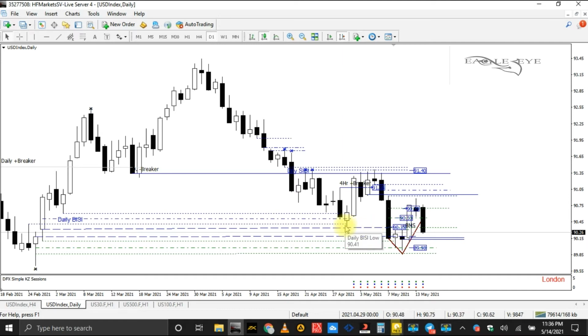Even though I can use the Euro dollar pair for my swing trades, I use that for just daily trades and stuff. One shot, one kill. That's basically what I do with the Euro USD.